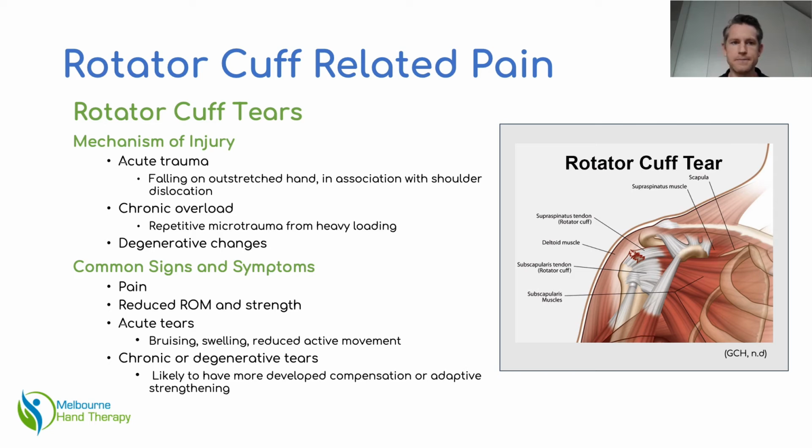Rotator cuff tears. Now, when these are acute, they can be fairly obvious as they'll have signs such as bruising, swelling, and a marked loss of active movement, particularly for large rotator cuff tears. For example, you may be able to passively externally rotate the upper arm, but when released, the patient might be unable to maintain this position. Chronic tears are a little bit more difficult to diagnose from active range of motion because the patient is more likely to have adaptive strengthening in postures.